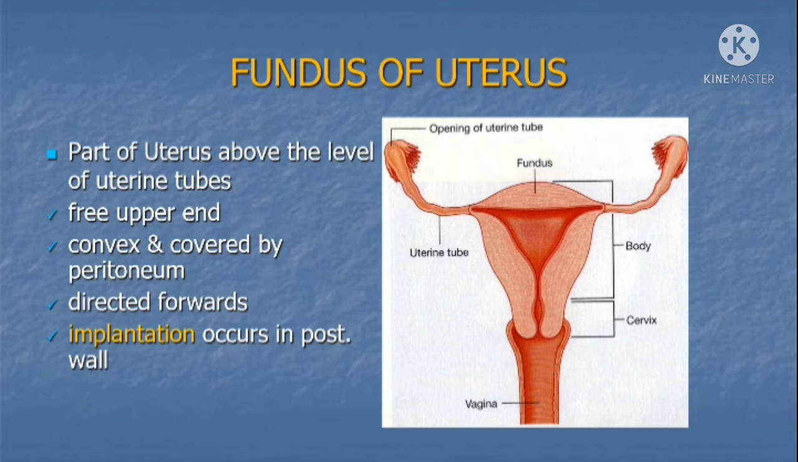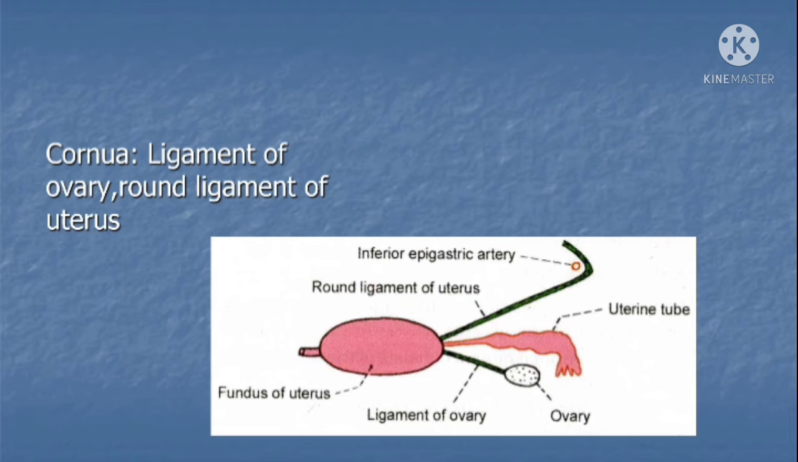Next we are going to see the fundus of the uterus. The part of the uterus above the level of the uterine tube opening is called fundus. It's the upper free end of the uterus. It is convex and covered by peritoneum. Directed forwards, the implantation occurs in the posterior wall of the fundus.